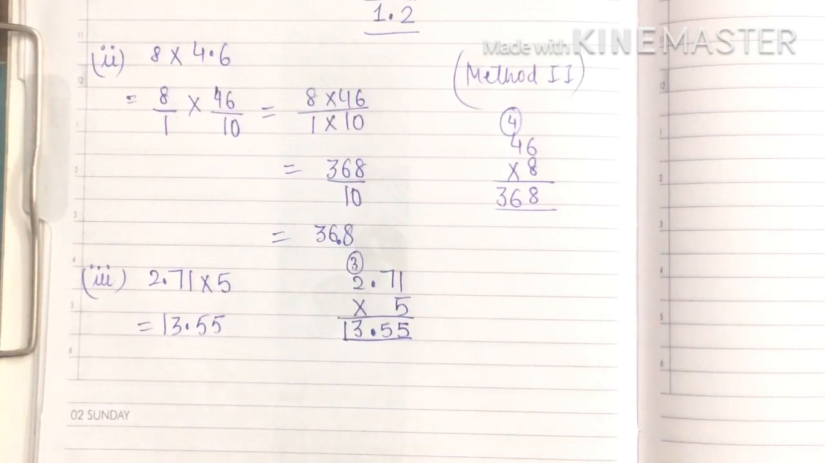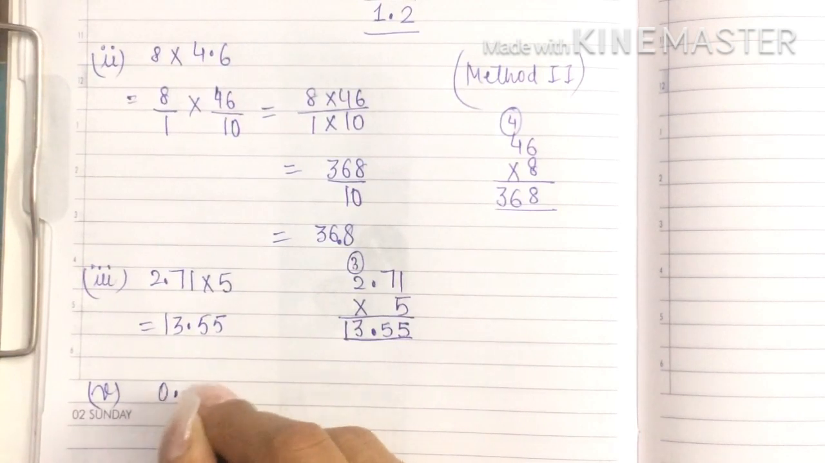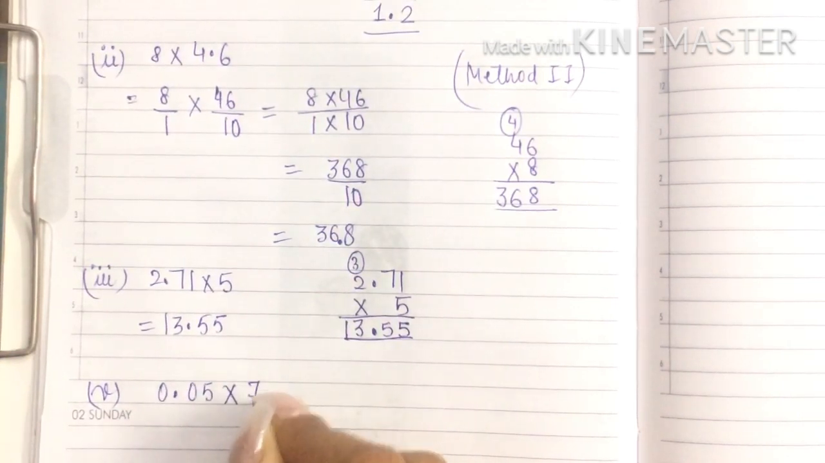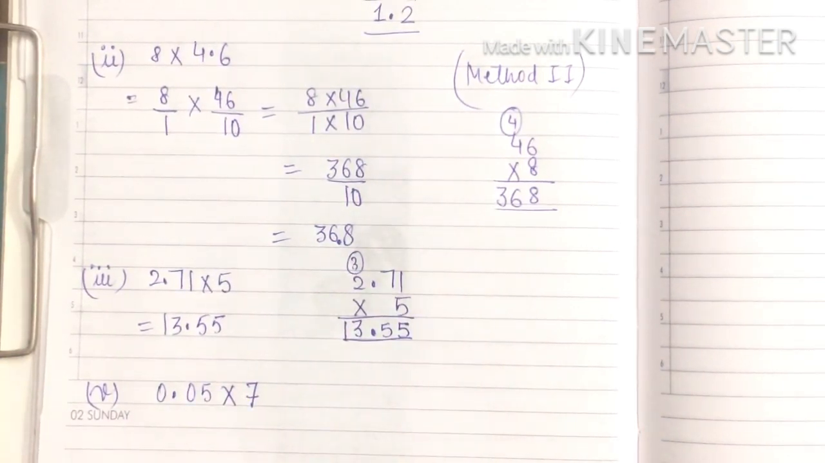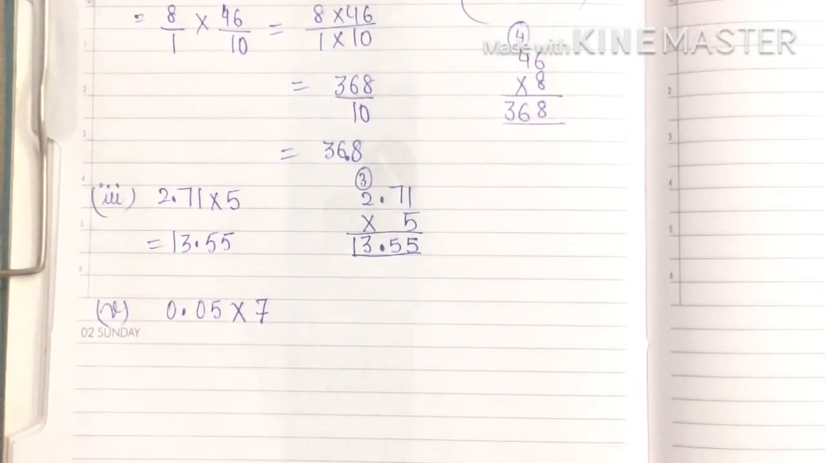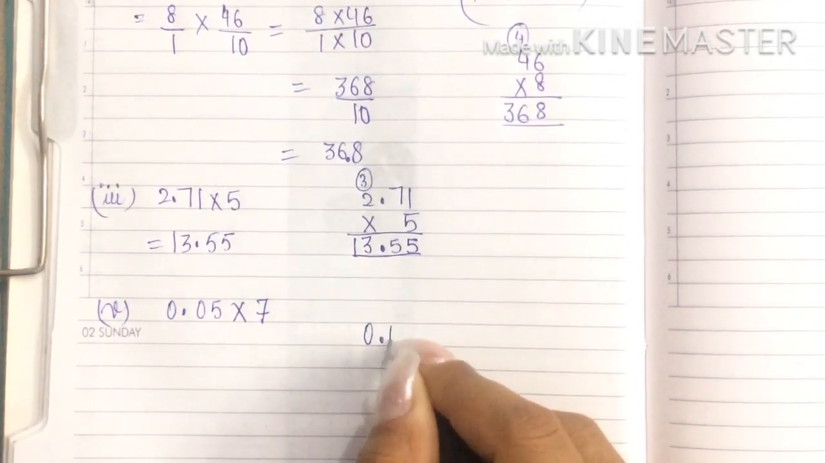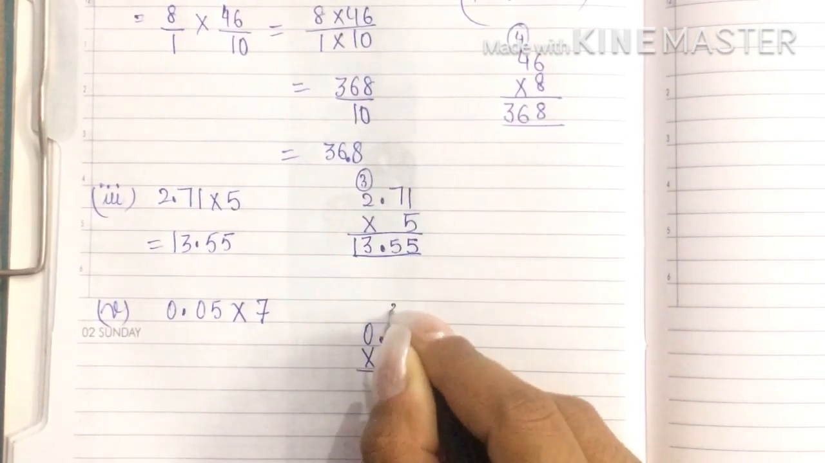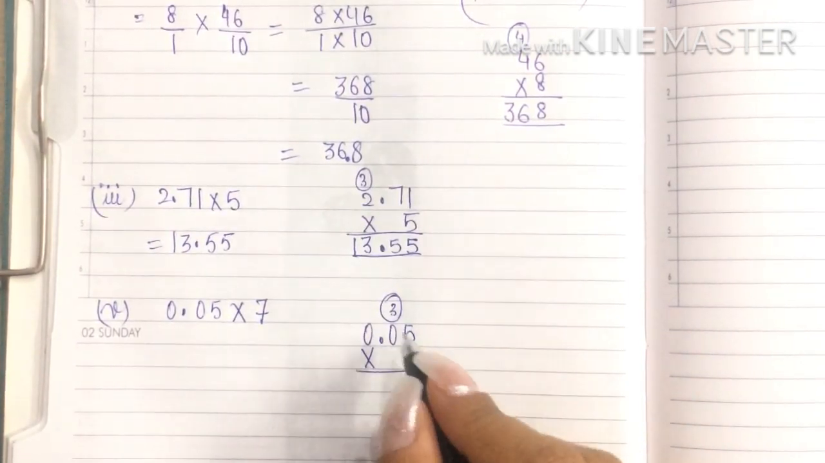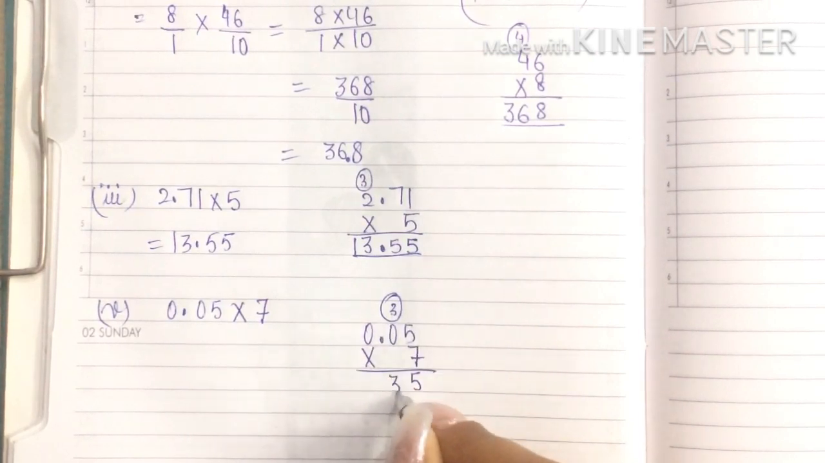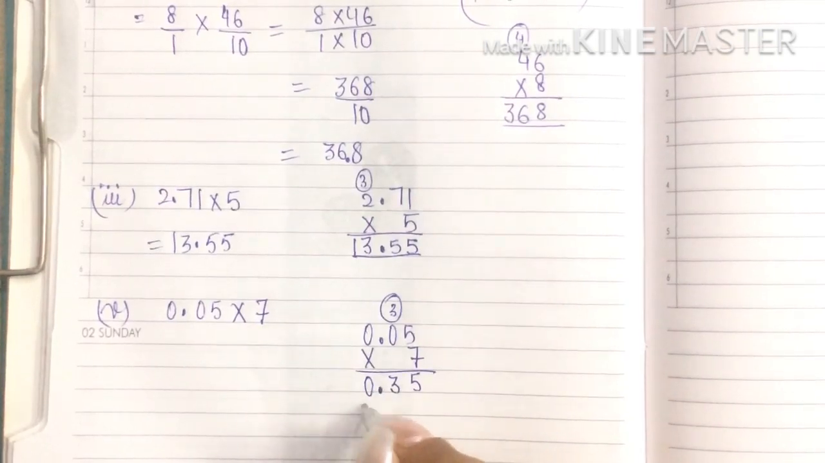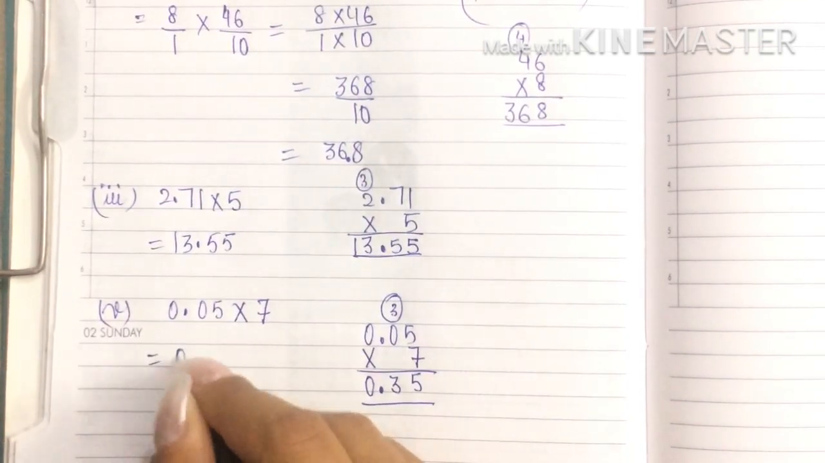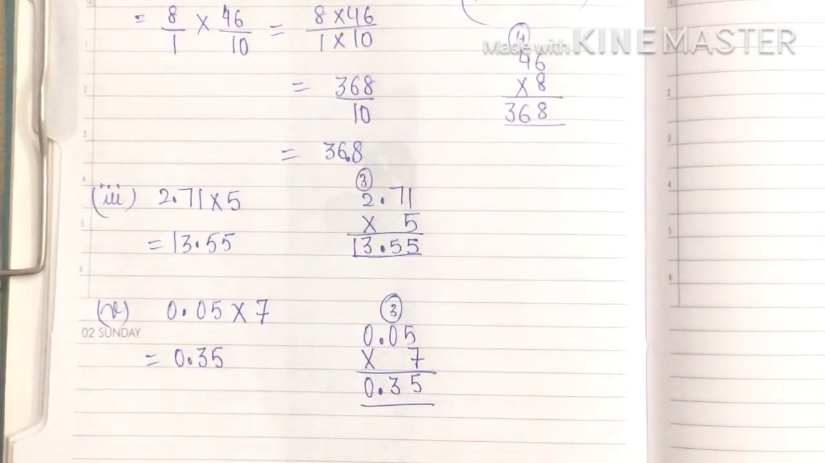Let's do fifth part. Fifth part is 0.05 multiplied by 7. I'm again using first method, multiplying directly. So 0.05 multiplied by 7. 7 5s are 35, 3 carried over. 7 zeros are 0 plus 3 is 3. 7 zeros are 0. Put the point directly below the point. So the answer is 0.35.